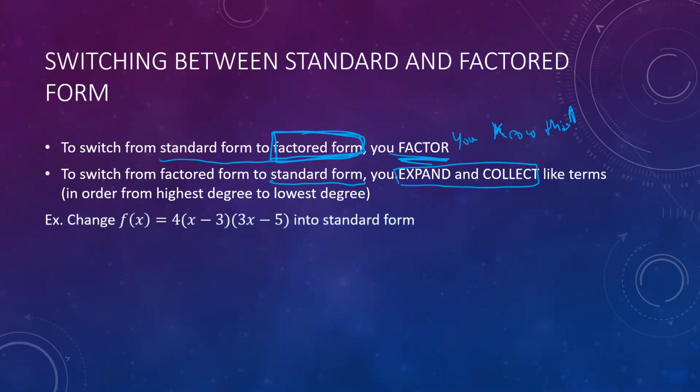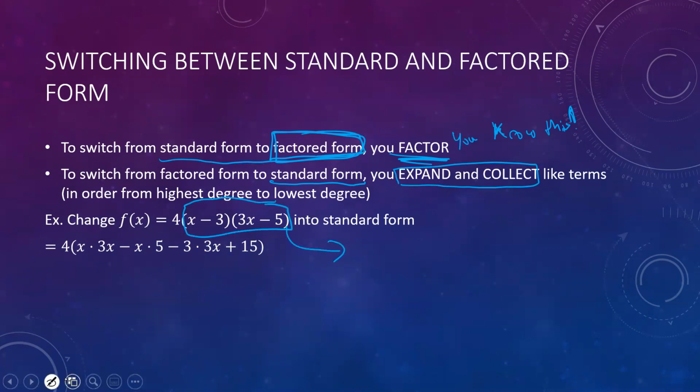So here's an example. If I want to switch f of x is equal to 4 times x minus 3 times 3x minus 5 into standard form, what I need to do here is simply expand out my brackets, and I would suggest that you expand out the product of the two binomials first. That's my suggestion. It just makes it easier, I think. So you're going to take x minus 3 times 3x minus 5. You're going to multiply that first.